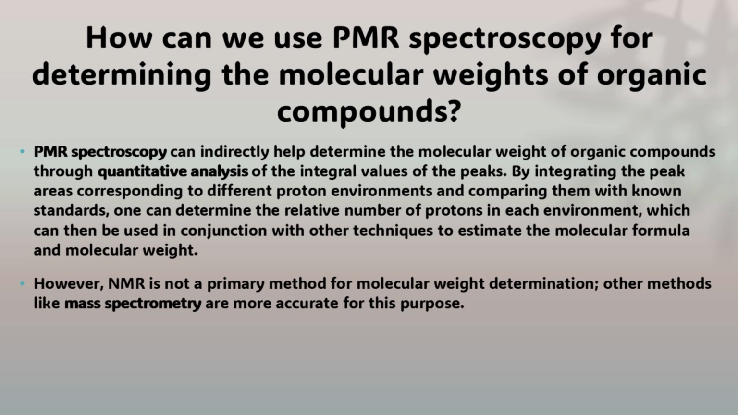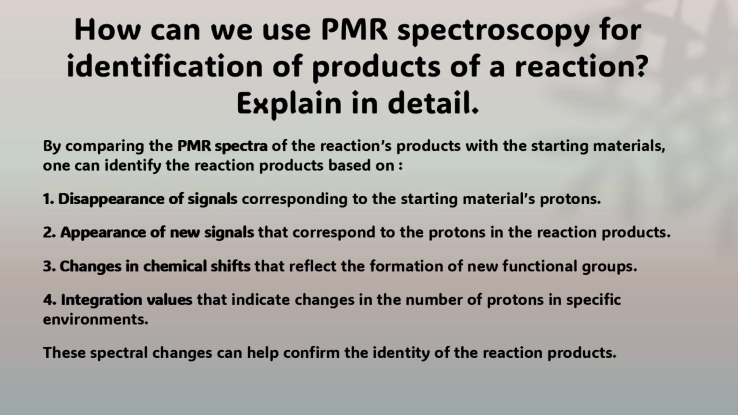However, NMR is not a primary method for molecular weight determination. Other methods like mass spectrometry are more accurate for this purpose. The next question is question number 61. How can we use PMR spectroscopy for identification of products of a reaction? Explain in detail. The answer to this question is, by comparing the PMR spectra of the reaction's products with the starting materials, one can identify the reaction products based on 1.